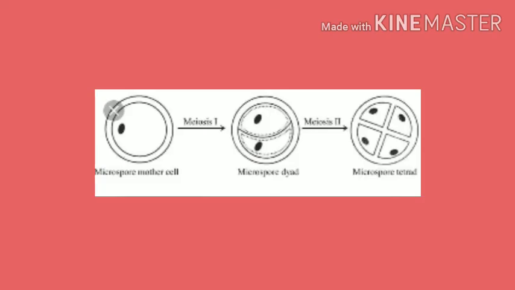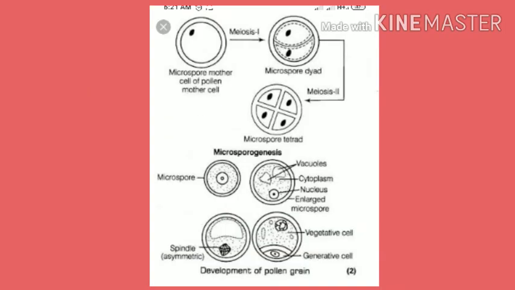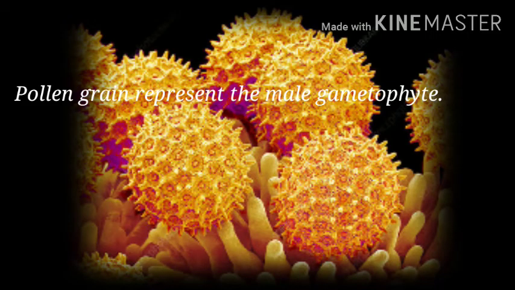So, the microspore mother cell undergoes meiosis 1 and 2 and it forms microspore tetrad. From this microspore tetrad, each microspore develops into a pollen grain. I think it is clear from this picture how pollen grains are formed from microspore mother cell. Pollen grain represents the male gametophyte.